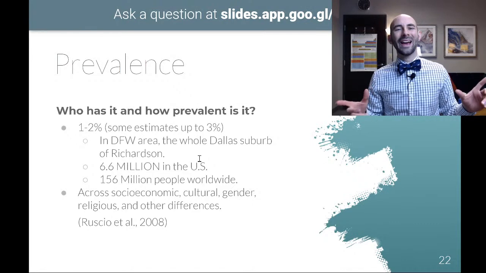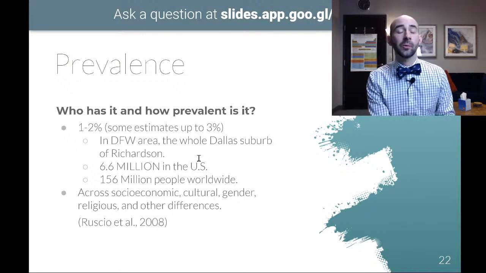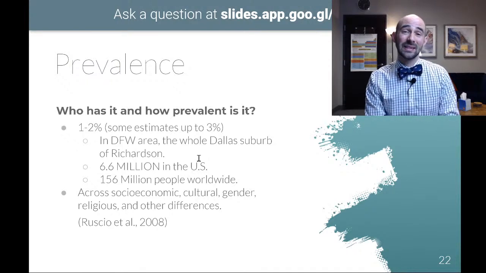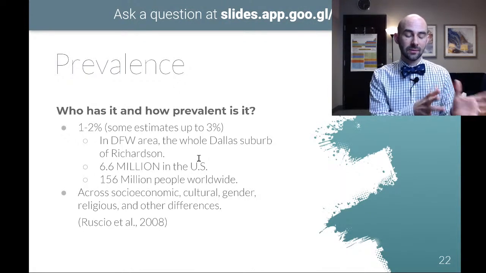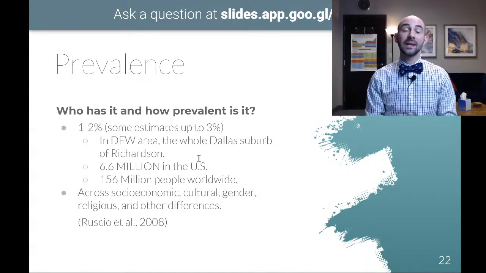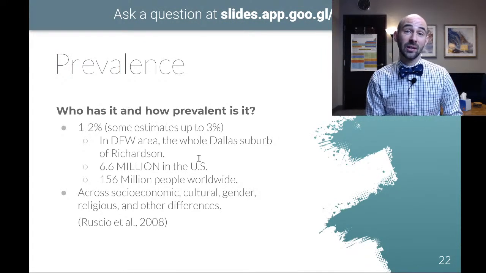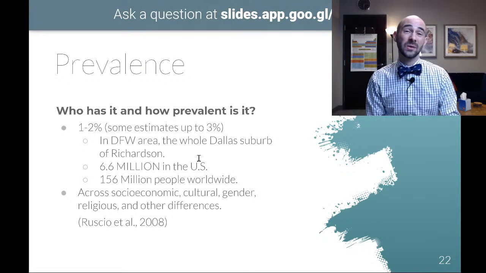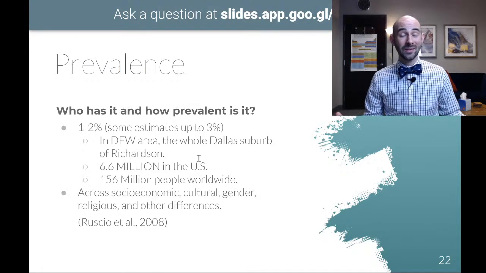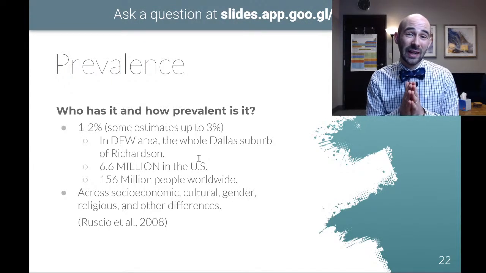Okay, so who has it and how prevalent is it? So there's a number of estimates ranging from 1 to 3%. It appears that the best, deepest dive in the research, best estimates are 1 to 2%. So for those of you clients or followers in the Dallas-Fort Worth area of Texas, that's going to be about the entire size of a suburb like Richardson. That's actually where I live, Richardson, Texas, about 130,000, 140,000 people in the DFW area. So in the U.S., roughly 6.6 million if we're calculating 2%, and then worldwide, 156 million people.